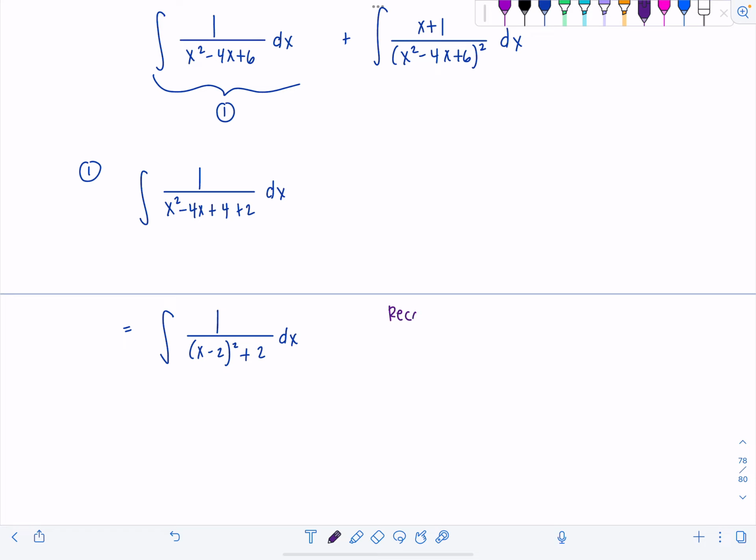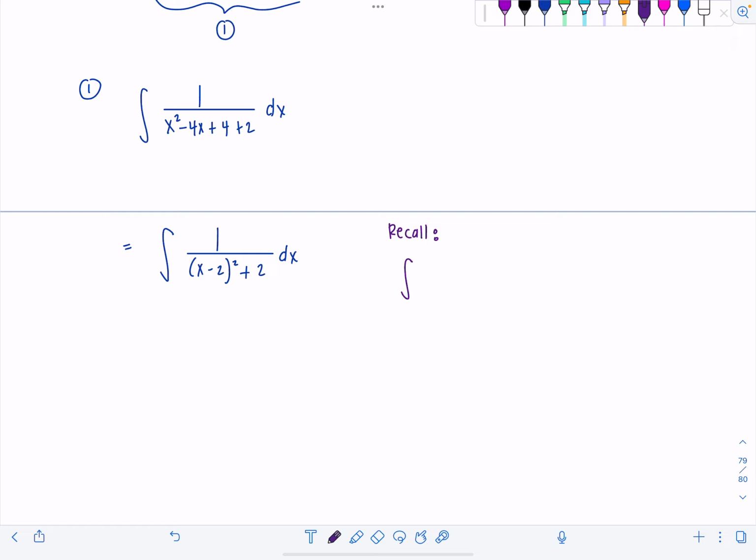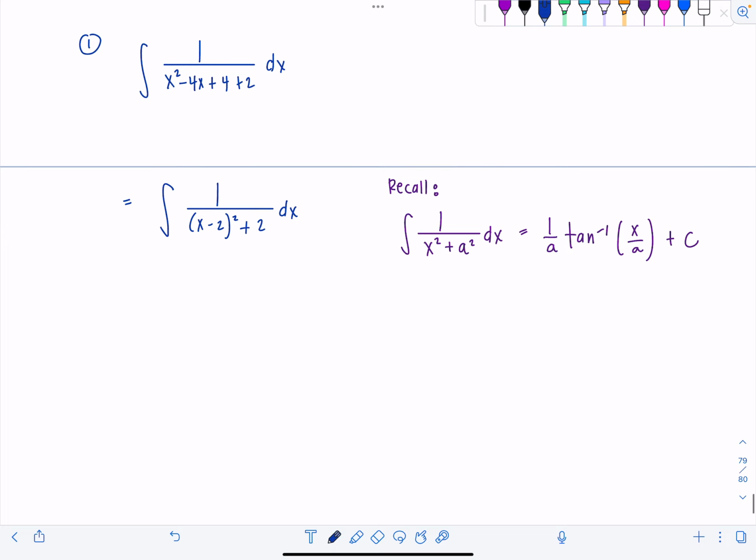Well, this is where it's important that you really memorize all your basic antiderivatives. The antiderivative of 1 over x squared plus a squared dx is, do you know? Yes, 1 over a tan inverse of x over a, plus c. If you didn't know that, then you wouldn't be inspired to complete the square and put it in this form. So you have to have this arsenal ready, the arsenal of already memorized integrals. Okay, so here we go.